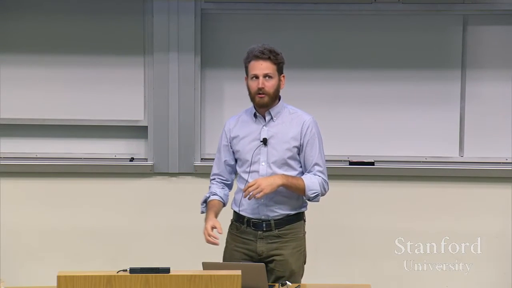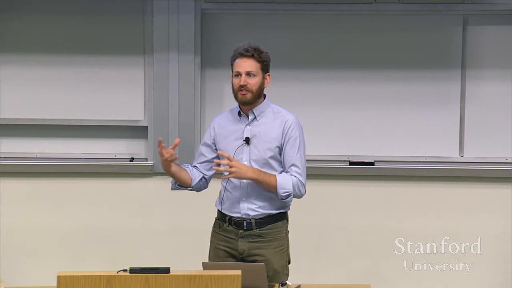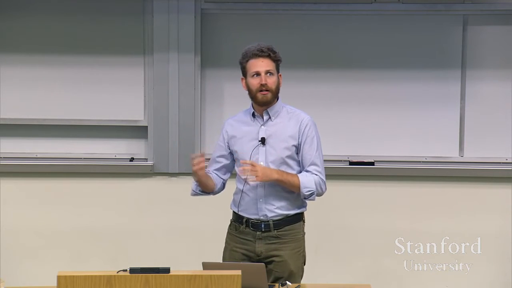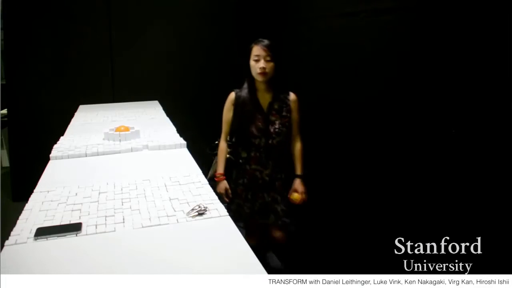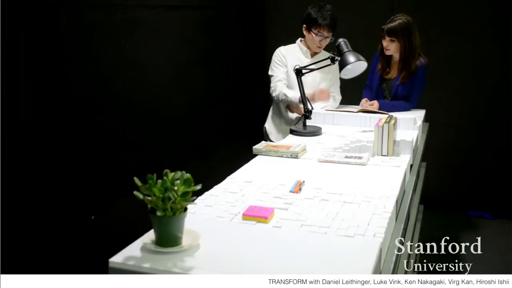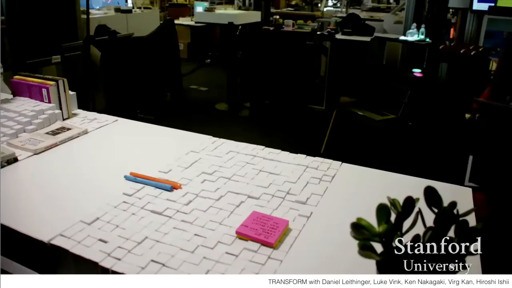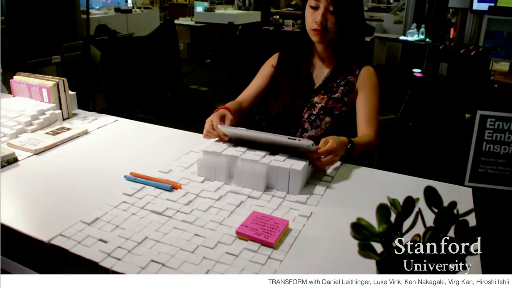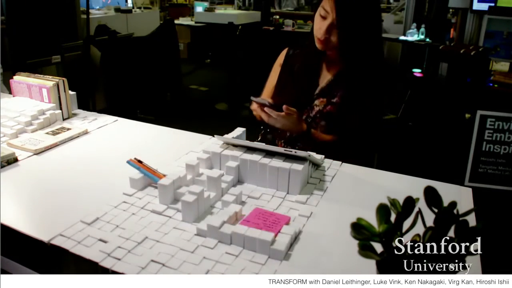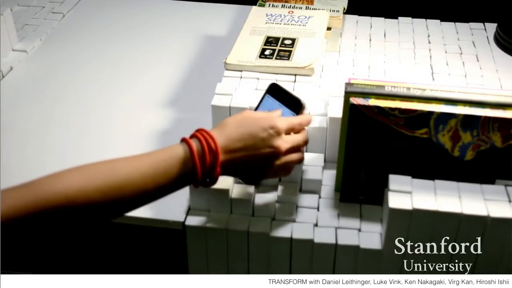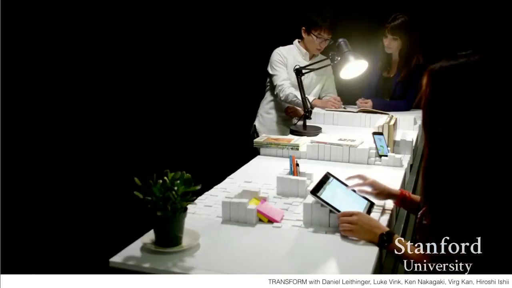And so Daniel Hiroshi and I built this system called Transform for the Milan Furniture Fair, and then Luc Vink and Ken Nakagaki and Virj Khan made this interactive prototype to think about how we can have furniture scale interaction, where we have this type of adaptive physical system, where as you bring a device over to it, it can adapt to you and provide the physical affordances that you need. But you can also use it to display information and move objects around as well.